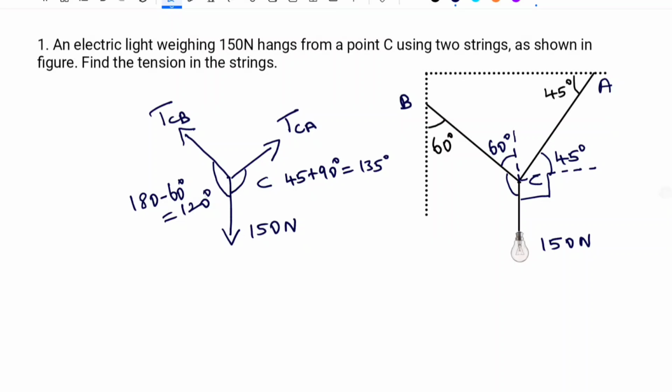Now we know that the overall angle is 360 degree. So we can calculate this inclination by subtracting the other two inclinations from 360 degree. So it is 360 minus 135 minus 120. This will give you the inclination 105 degree. So between TCA and 150 it is 135, between TCB and 150 it is 120, and between the two strings it is 105.